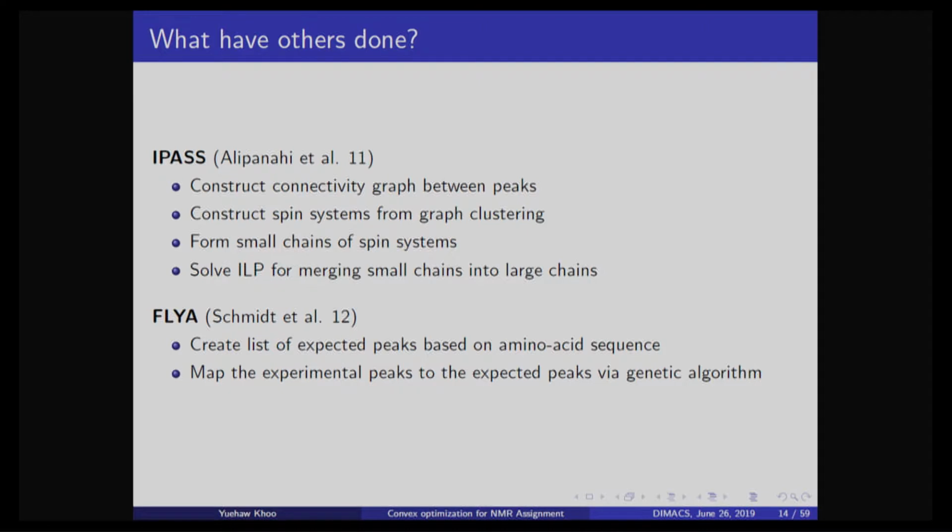And FLYA is a very successful algorithm that chemists developed, actually by the giant Güntert group. They first create a list of expected peaks based on the amino acid sequence that they know, and they map the experimental peaks to expected peaks via a genetic algorithm. That's what they have been doing.